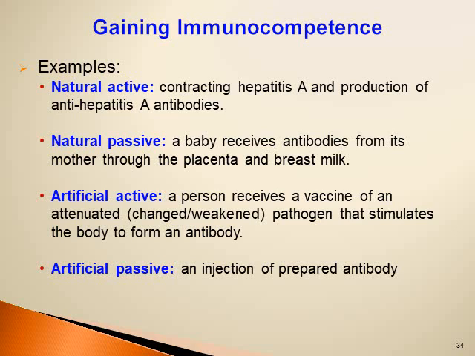Artificial active immunity: a person receives a vaccine of attenuated, changed, or weakened pathogens, like the BCG, the vaccine for tuberculosis, and this will stimulate the body to form antibodies. So the person didn't contract an infection, but received the weak antigen by an injection. An example of artificial passive is just the injection of pre-prepared antibodies obtained from another person and then injected into the blood of the recipient to give him artificial passive immunity.